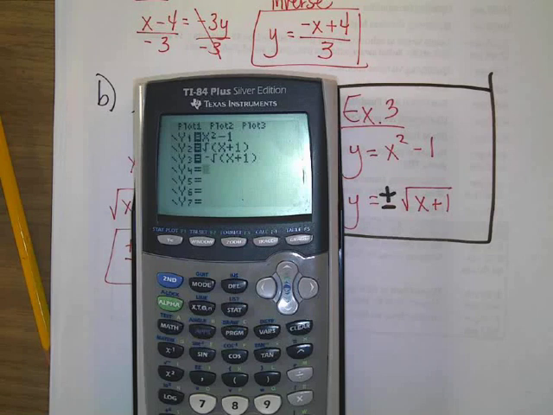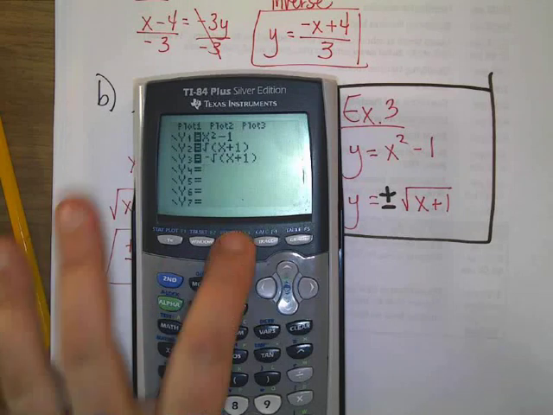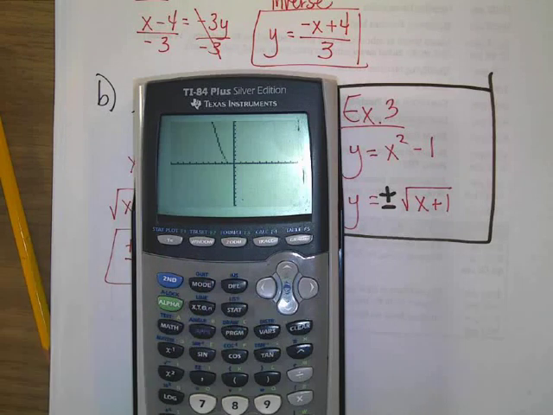Now, I've been doing trig on this calculator, so I have no idea where my window is. So guess what we're going to hit? Zoom 6. So there's the first one. It's a parabola. And there's the second one. The two of them together make the sideways parabola.